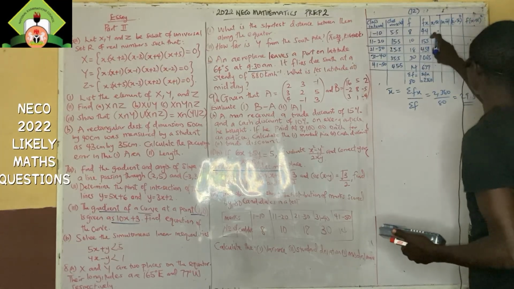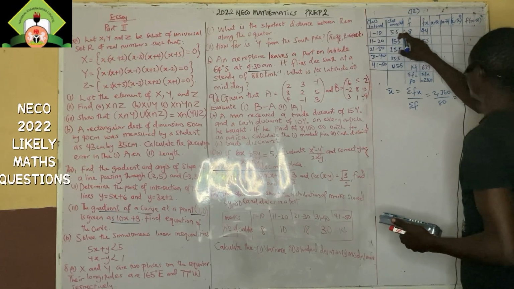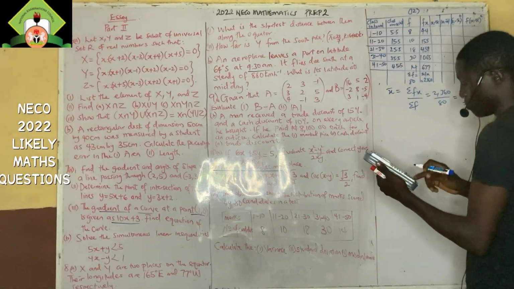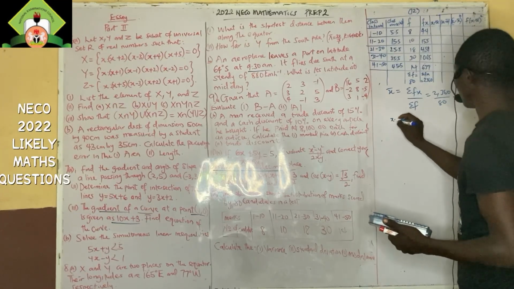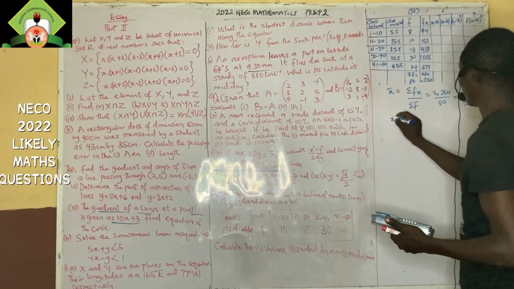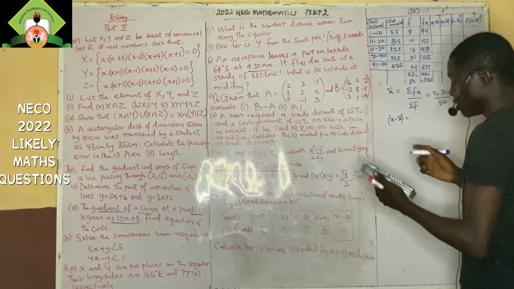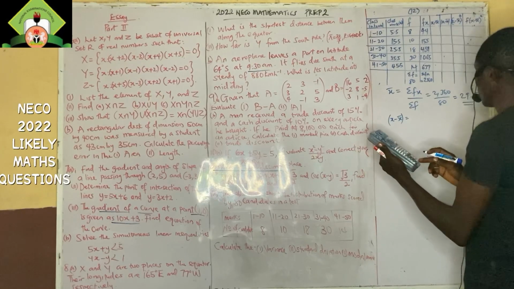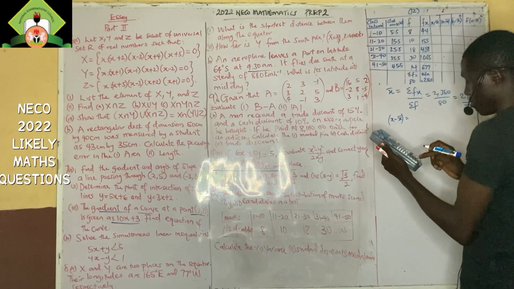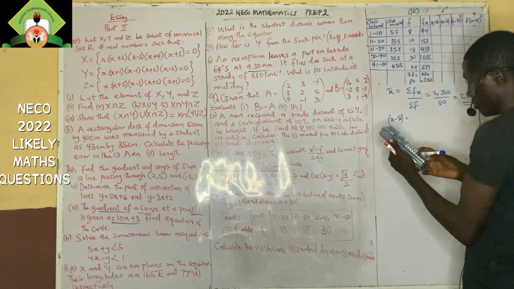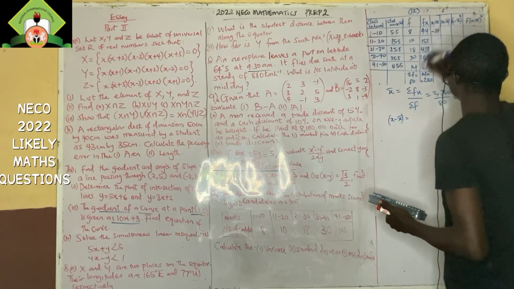So x minus x bar, that is 5.5 minus x bar. This is x minus x bar. Please don't forget that column. So x minus x bar, you remove the mean from the x. So we have 5.5 minus 29.5. We have minus 24 here.